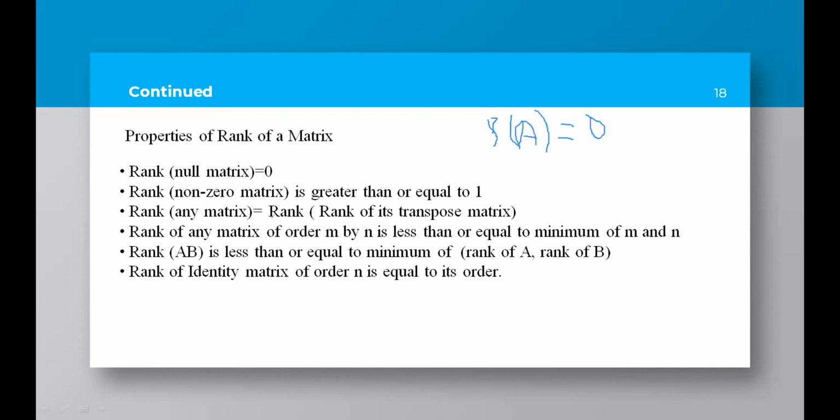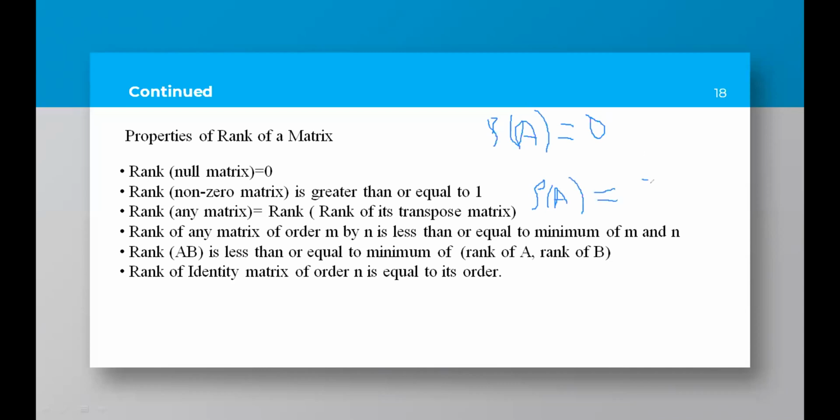So if you consider any non-zero matrix, then definitely the rank will be greater than or equal to 1. Next, rank of any matrix will be equal to rank of its transpose matrix. The rank of the matrix and rank of the transpose matrix are one and the same. Rank of A equals rank of A transpose.